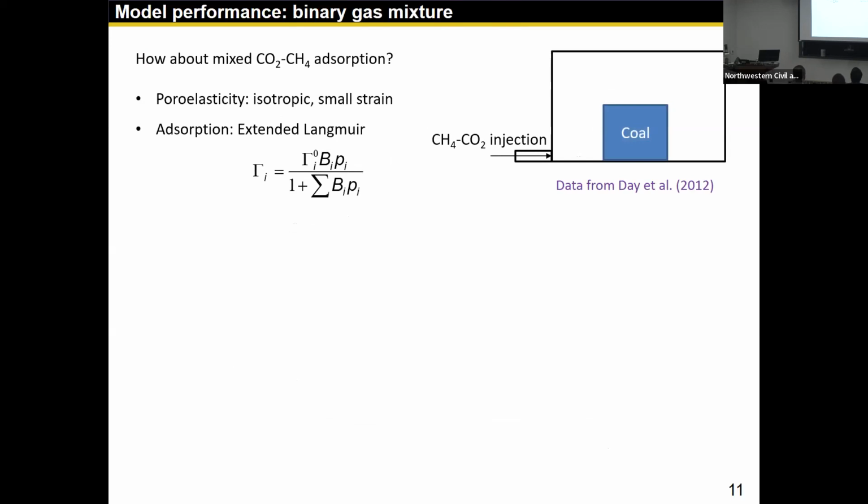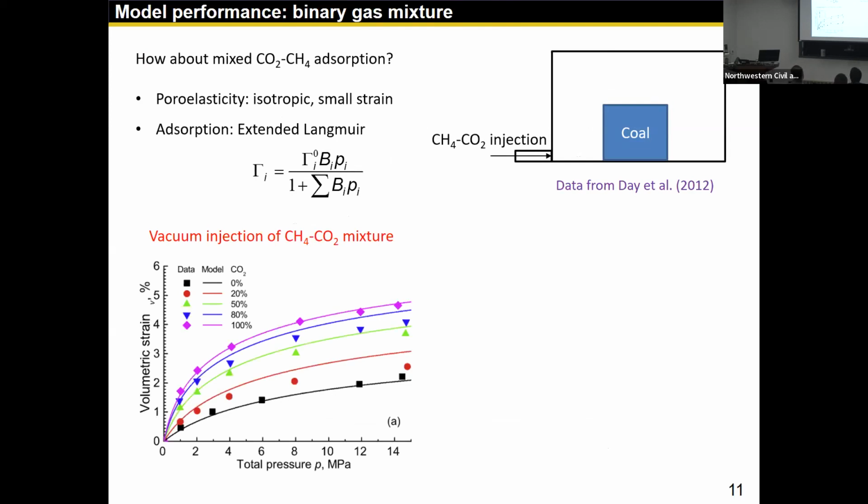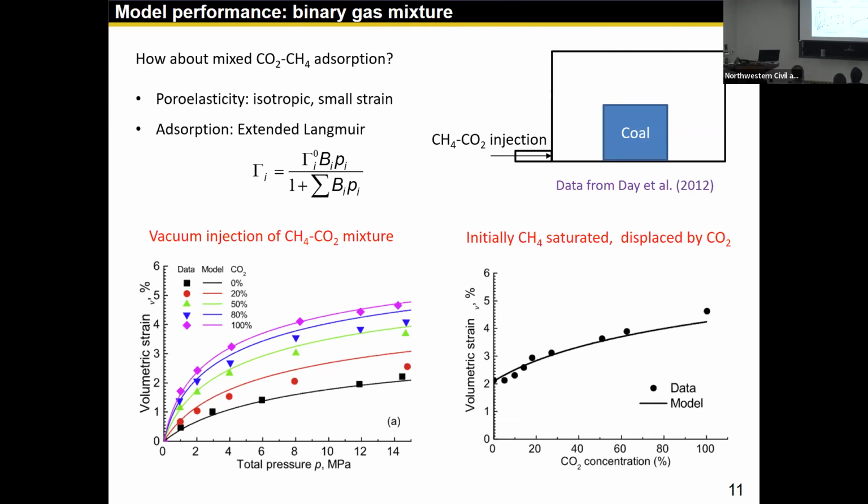Remember, the model is built with K species. So what about two species, right? At least let's test with a methane and carbon dioxide injection in coal. Then we keep the same poroelasticity component, but change the adsorption model to an extended Langmuir equation, capturing the mixed gas adsorption. Then immediately we can predict the adsorption-induced strain at different percentages of carbon dioxide injection, and the data is from Day. Also, we can pre-saturate the chamber with methane and displace it by carbon dioxide, and this is a predicted volumetric strain, all captured with one set of parameters.